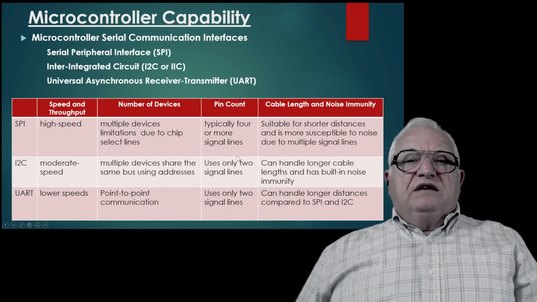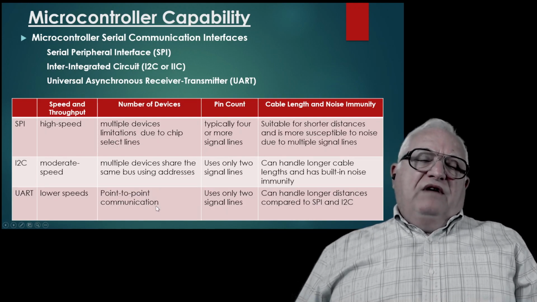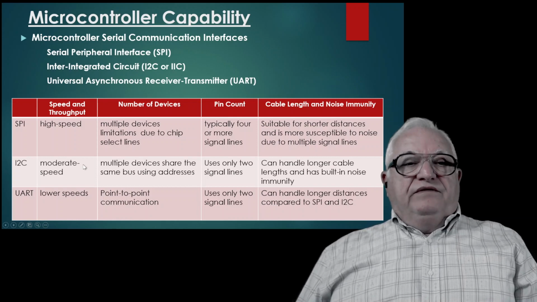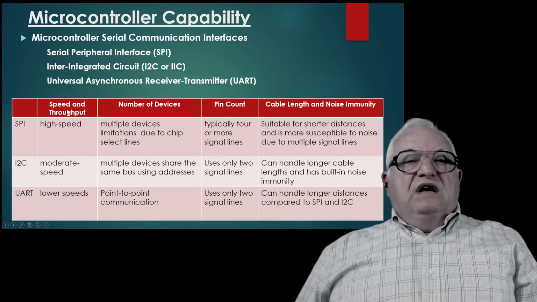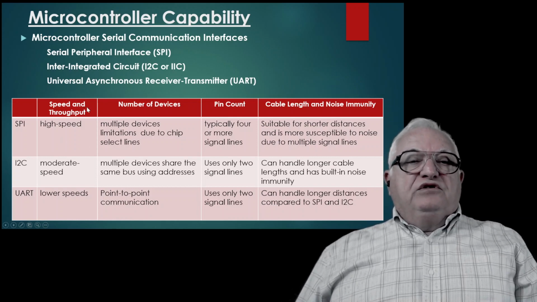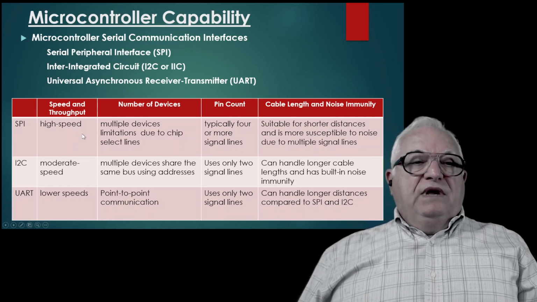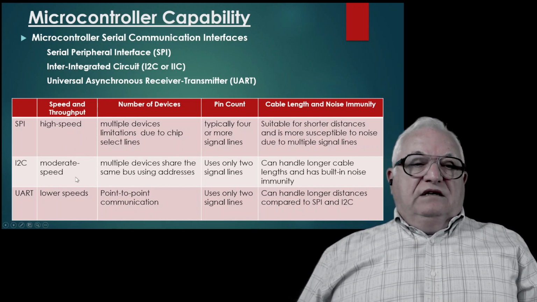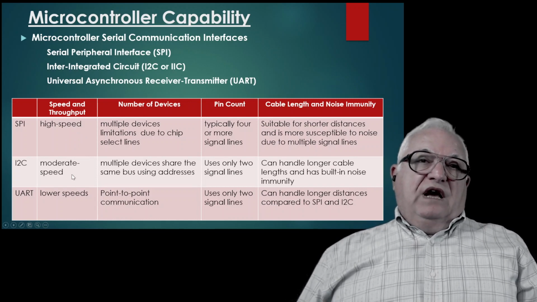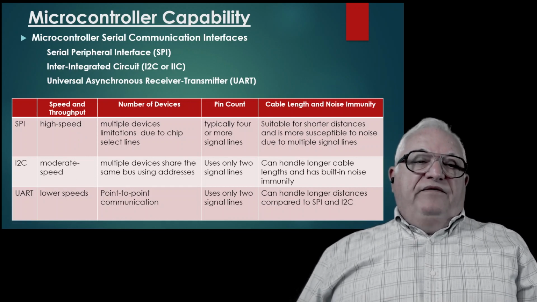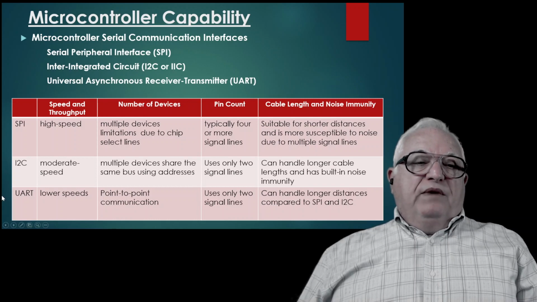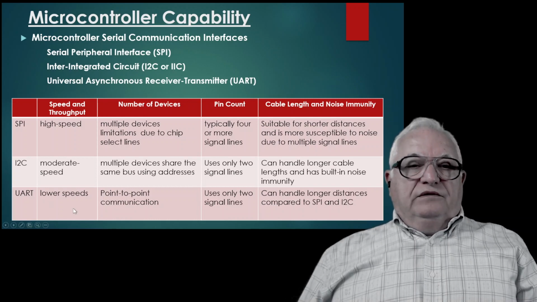So I have here a table to give you a flavor of the differences in these three interfaces. When we're dealing with speed and throughput, the highest speed would be provided by the SPI. Next, a moderate speed would be the I2C. And finally, the lowest speed would be provided by the UART.